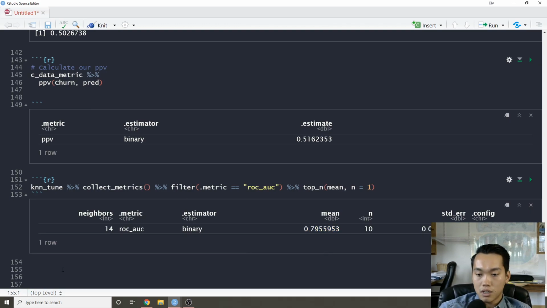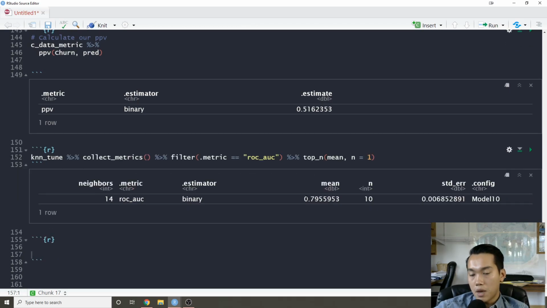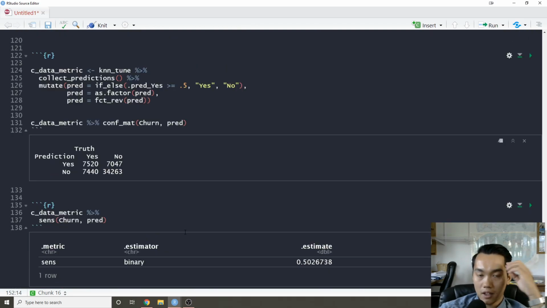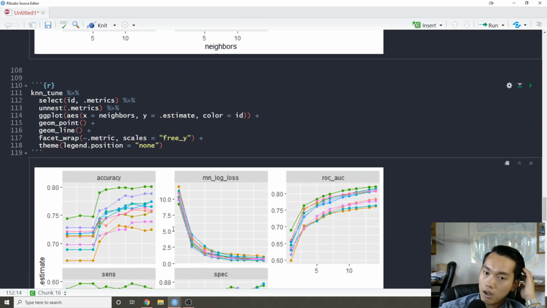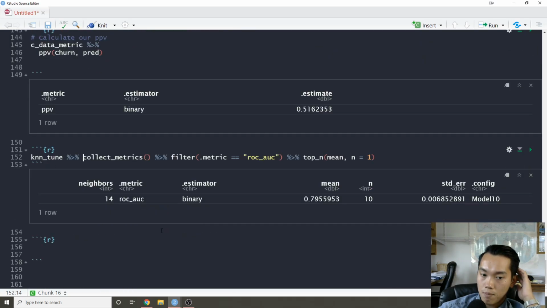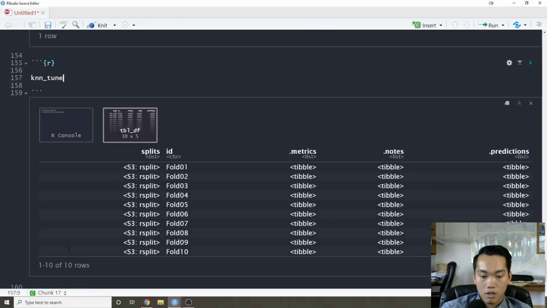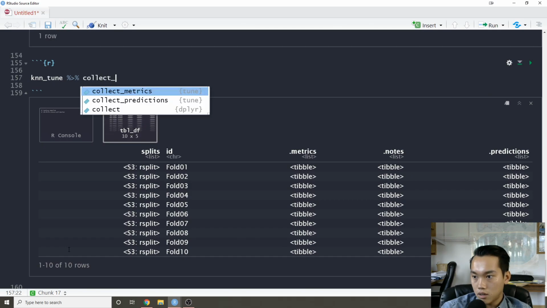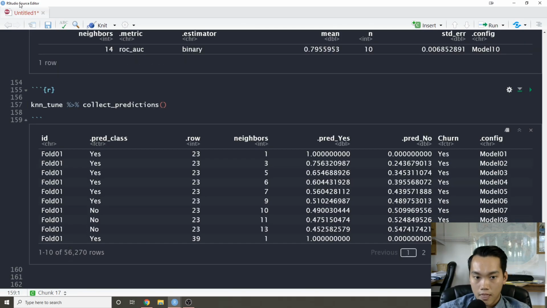One way to visualize an ROC AUC score is to show the ROC curve. When we're trying to evaluate an imbalanced data set, the AUC score is the best way to measure it, because it encapsulates and adjusts for the imbalanced classes. So if we look at our KNN tune, collect predictions, and then let's do a group by id.